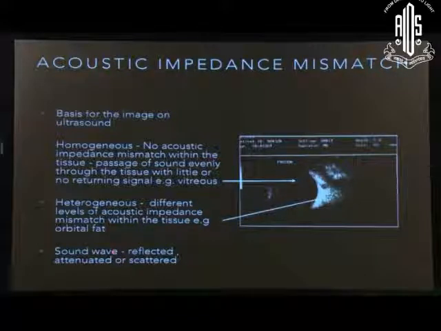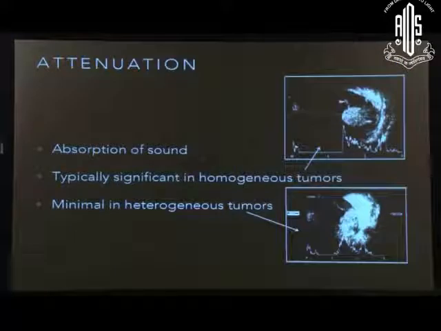And what happens when the sound wave passes through? It can either get reflected, it can get attenuated, or it can get scattered, depending on this acoustic impedance mismatch. This is a classic example of attenuation, this mushroom-shaped choroidal melanoma. Notice on the gray scale, the white becomes slowly gray and then it becomes black. What does this mean? This means the structure is homogeneous. The sound is continually being absorbed by the tissue as it passes through, so there is relatively less sound reaching the back. This is a phenomenon of attenuation, which is very typical of a choroidal melanoma.